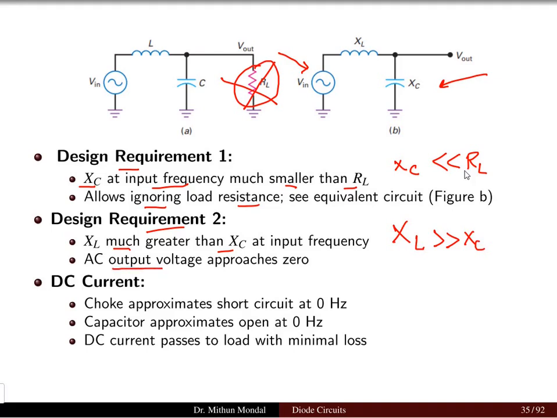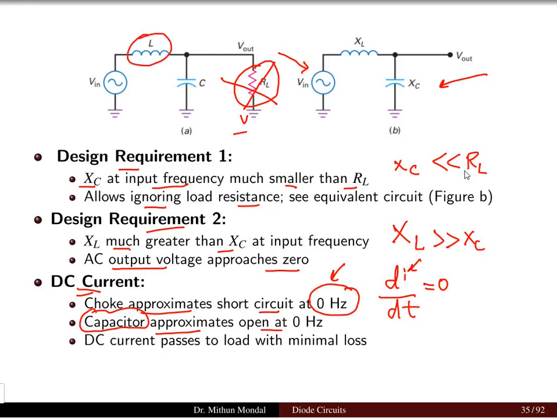In this case, the AC output voltage approaches 0. So we do not have any output voltage in the AC condition. For the DC current, the choke approximates a short circuit at 0 Hz, since you have the di by dt term as 0 with DC current. DC current means the frequency is 0, so the choke has no opposing characteristic. The capacitor approximates an open circuit at 0 Hz. So the inductor behaves as a short circuit and the capacitor as an open circuit, and the DC current will pass to the load with minimum losses.